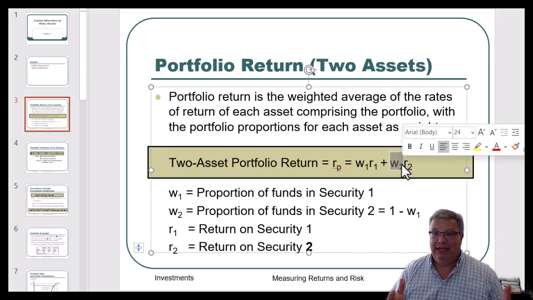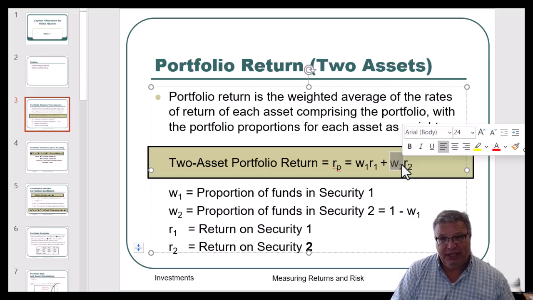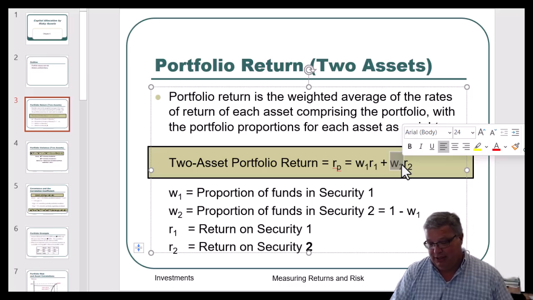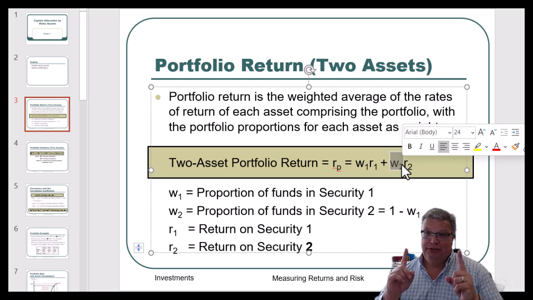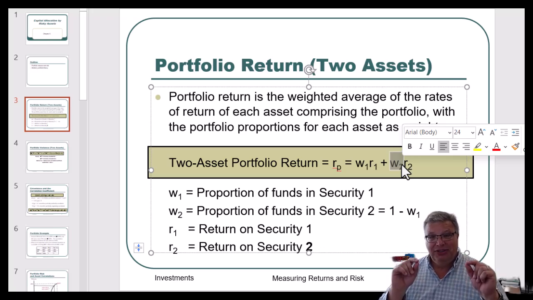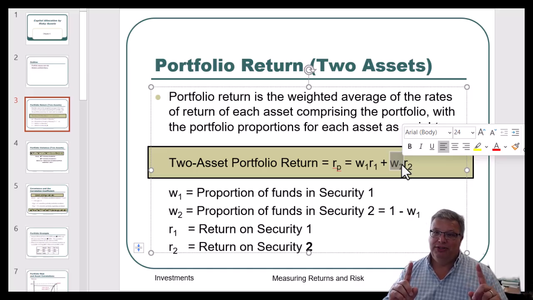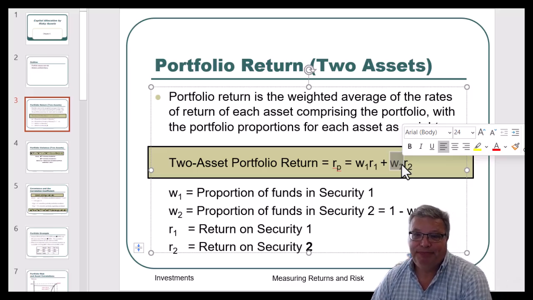So what I mean by that is, if we have 50% of our portfolio invested in security 1, that must mean we have 50% in the other one too. That's for a 2-asset portfolio. So those W's always have to add up to 1 or 100%. And with a 2-asset portfolio, it's really easy to figure out both of them if you have one, right?